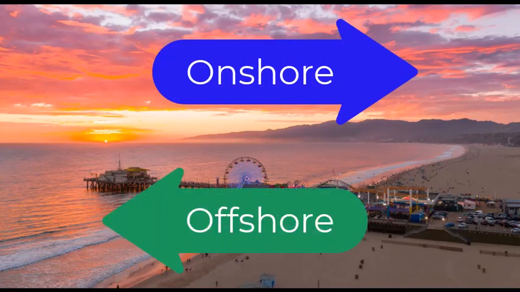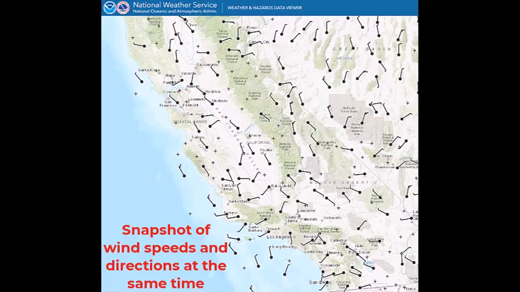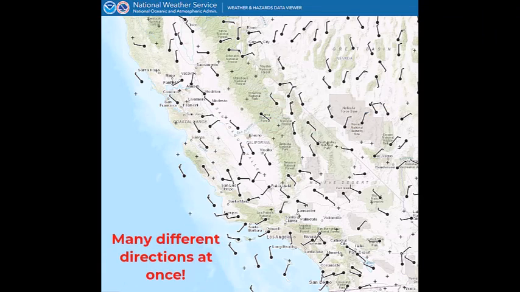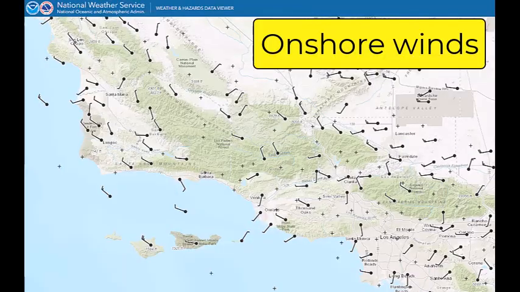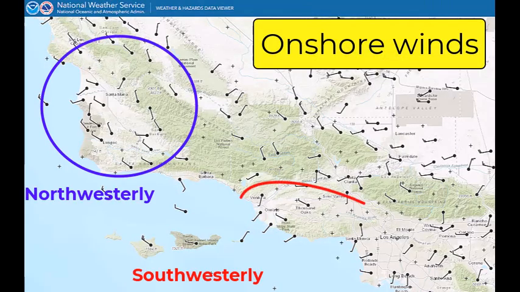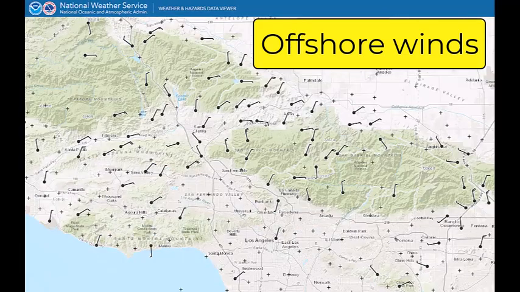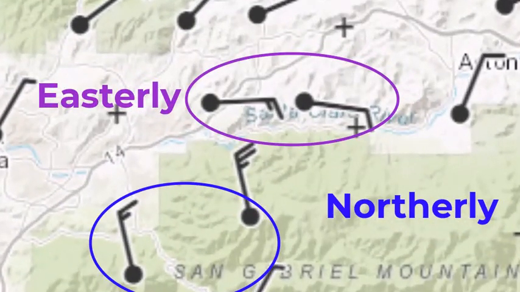Now that we have gone over why wind occurs, let's go over the concept of onshore and offshore winds. We typically classify whether winds are onshore or offshore in California due to the sheer fact that there can be several different wind directions at play across the region at one time. Onshore winds can range from northwesterly to southwesterly, so it is easier to merge them into one classification. Same with offshore winds that can range from northerly to easterly.